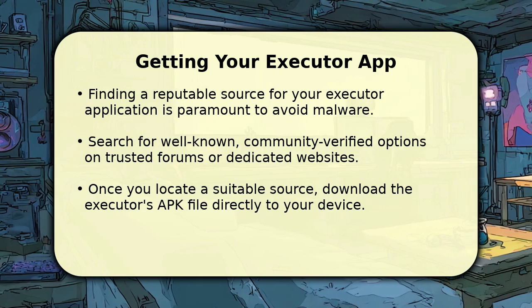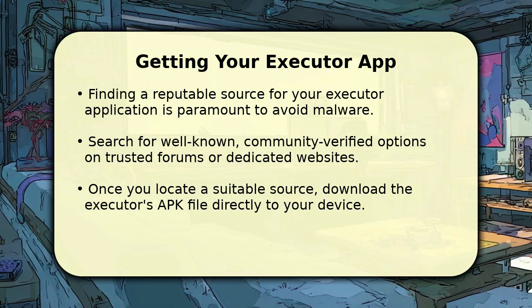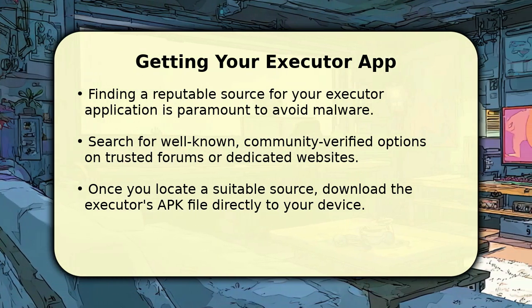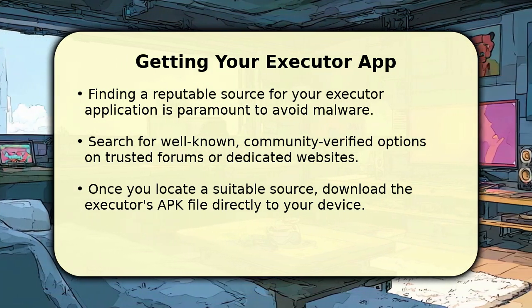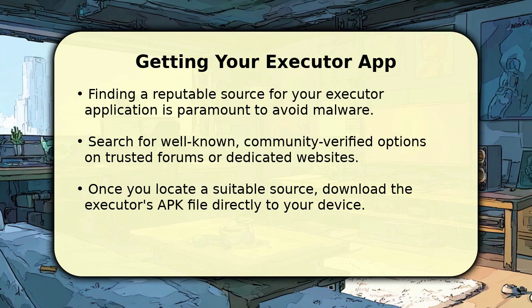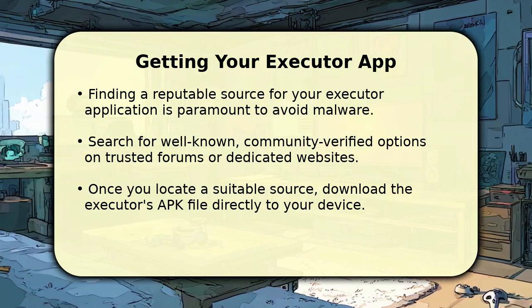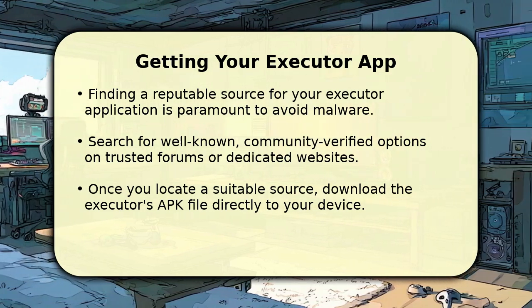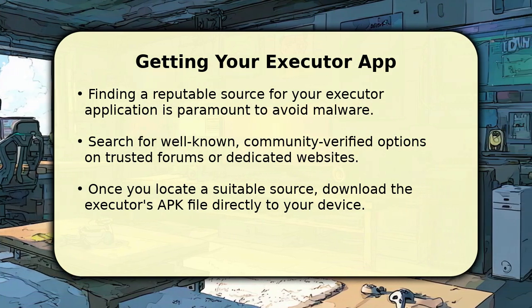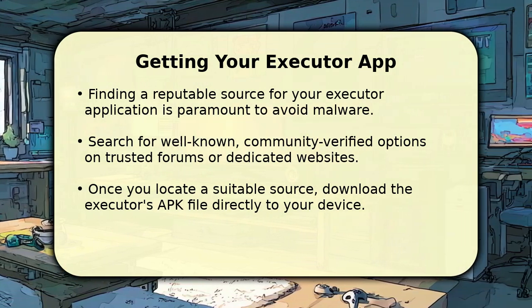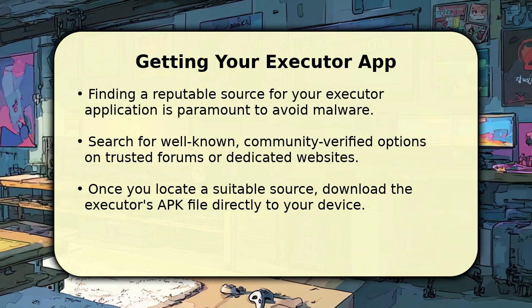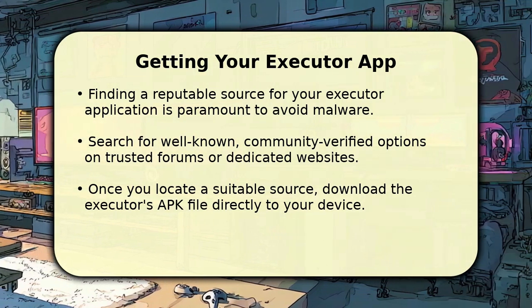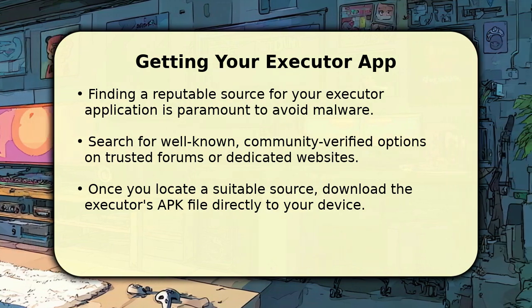Finding a reputable source for your executor application is paramount to avoid malware. Search for well-known, community-verified options on trusted forums or dedicated websites. Once you locate a suitable source, download the executor's APK file directly to your device. Remember to temporarily enable installation from unknown sources in your device's security settings before opening the downloaded file for setup.